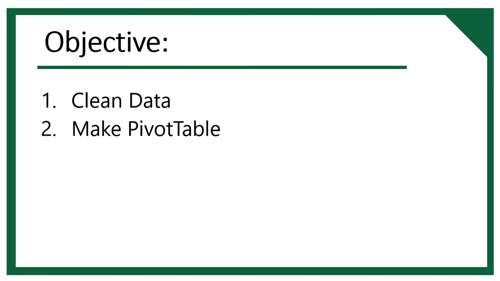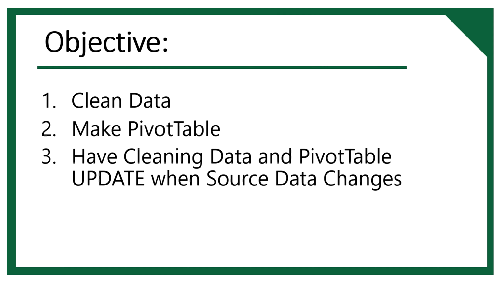Our goal for this tutorial will be clean data. So when we say clean data, we're going to remove spaces and split the data into different columns. After that, we're going to make pivot table to have better analysis of our data. Third, we're going to have cleaning data and pivot table updates when source data changes. In this tutorial, we're going to see how amazing Power Query is in automating updates. And last, we're going to insert pivot chart to have better analysis of our data.